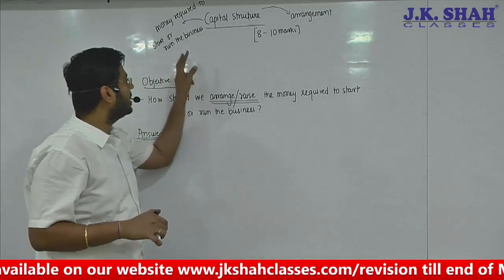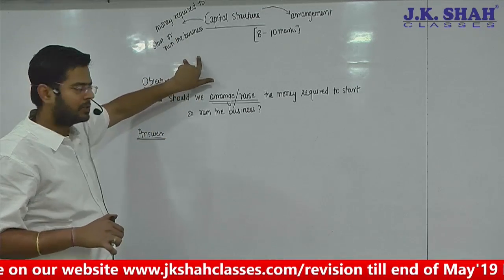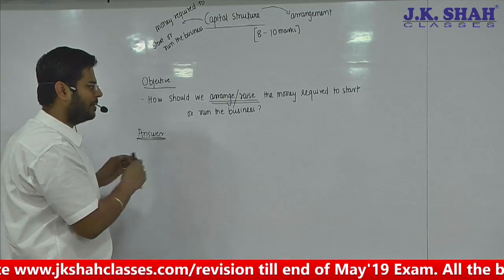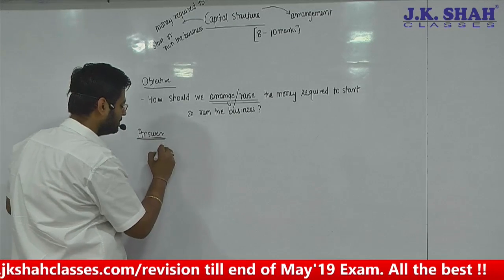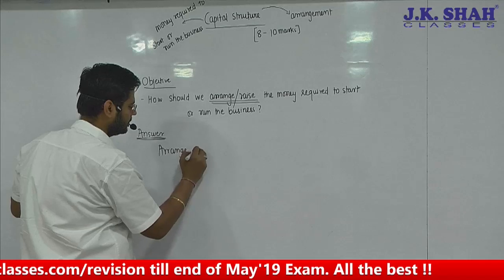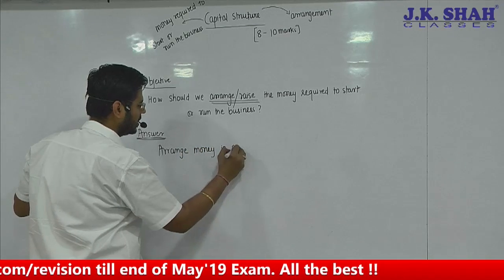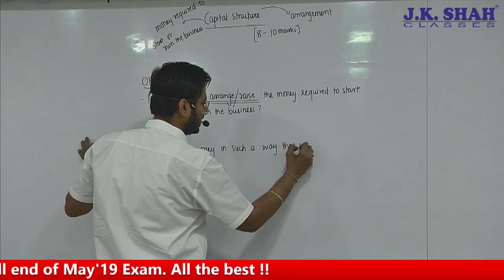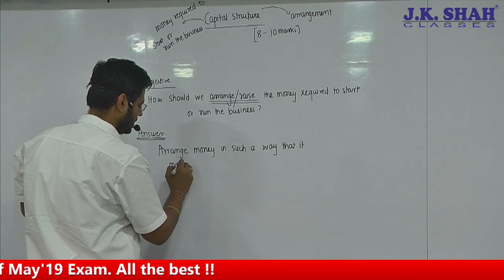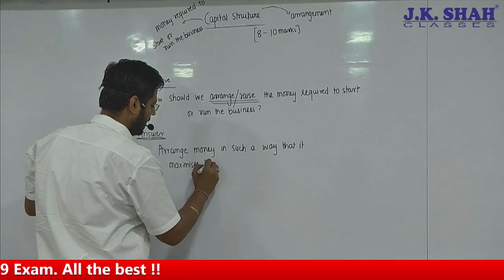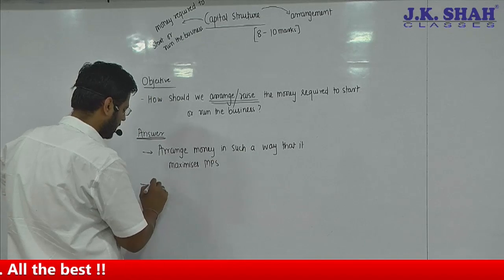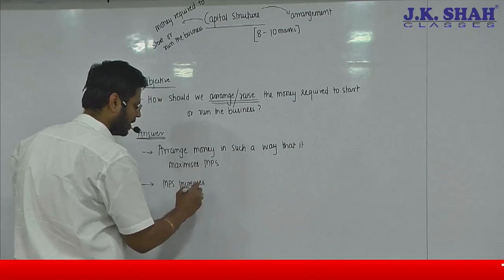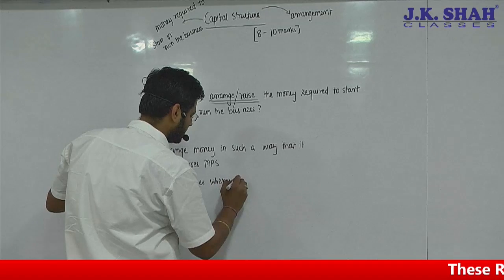So we have discussed the meaning. It's money required to start or run the business. The objective: it will give me the answer to this question. Arrange the money in such a way that it maximizes the EPS. The answer goes this way. Arrange money in such a way that it maximizes MPS. That is the objective. Now MPS increases whenever EPS increases.